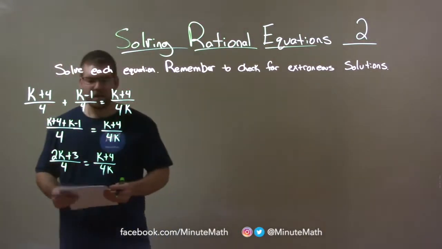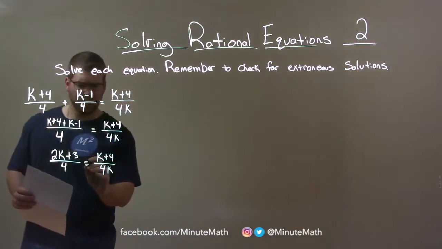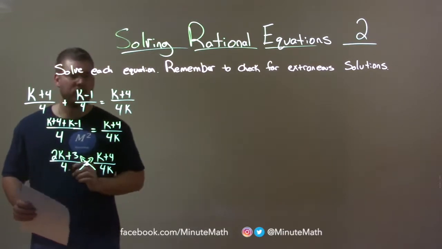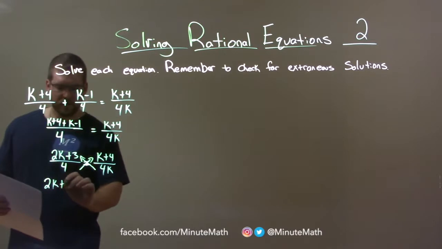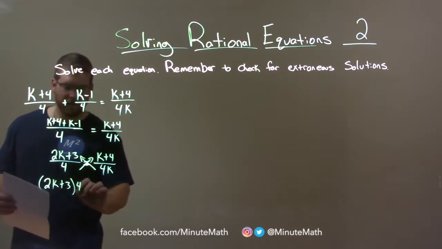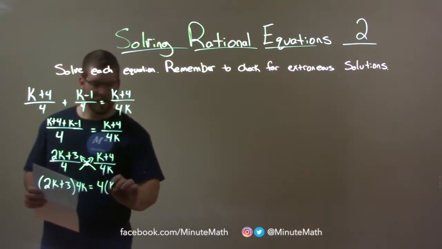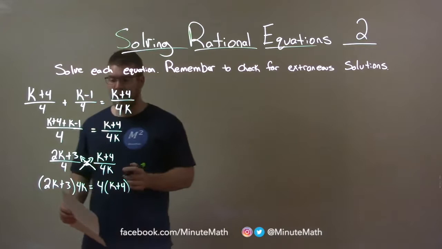So now what we're actually going to have to do is cross multiply. Okay? So cross multiplying here, 4k comes up here, and the 4 goes up there. So when we do that, we have 2k plus 3 times 4k, and that's equal to 4 times k plus 4.